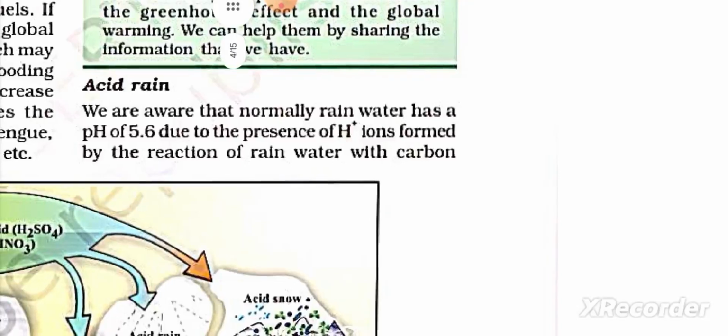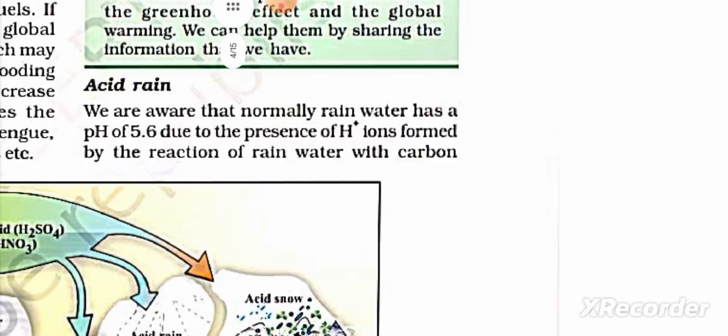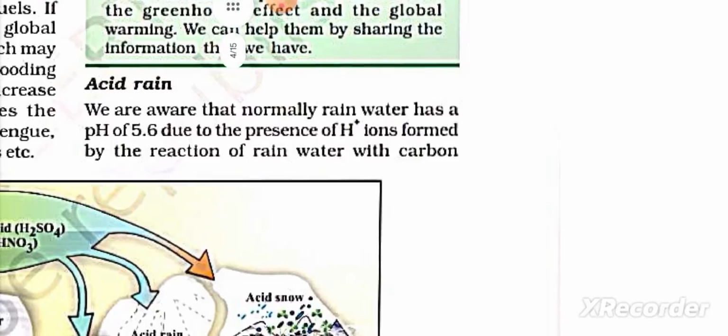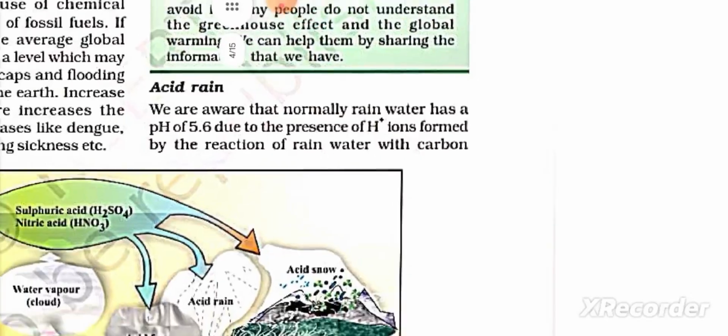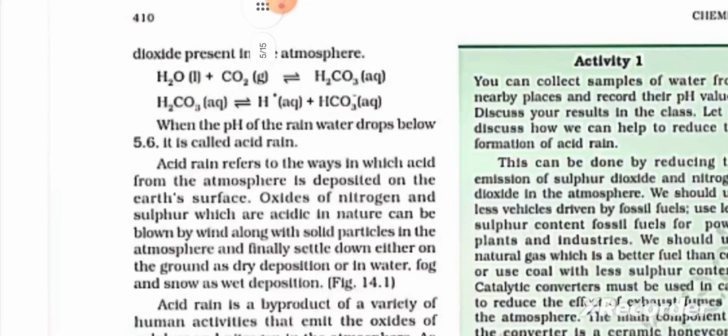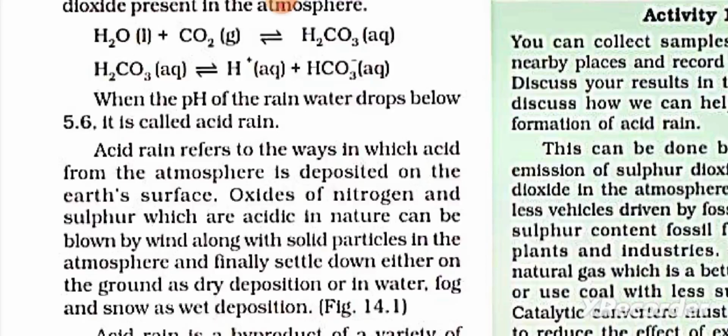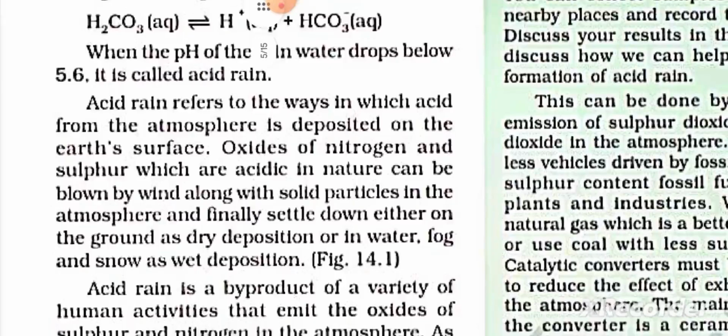Next is acid rain. We are aware that natural rainwater has a pH of 5 to 6 due to the presence of H+ ions formed by the reaction of rainwater with the carbon dioxide present in the atmosphere, that is H2O plus CO2 gives H2CO3, and H2CO3 is in equilibrium with the H+ and HCO3- ions. When the pH of rainwater droplets falls below 5.6, it can be called acid rain.